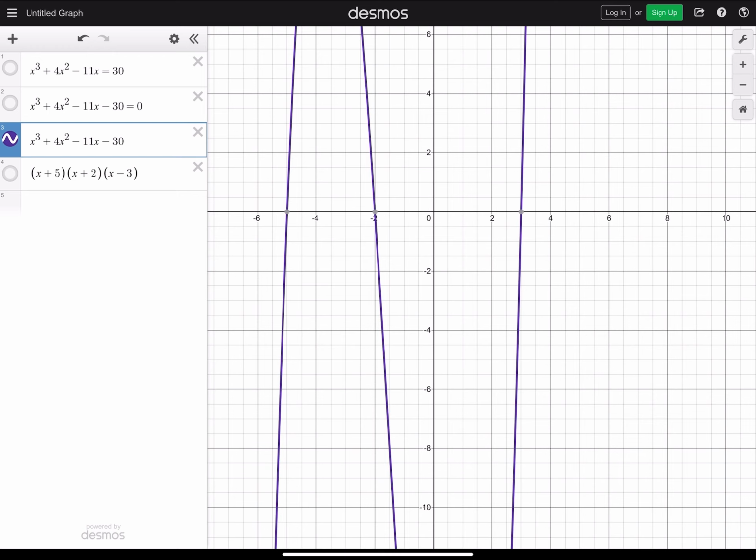Line 4 is the factor form of line 3. Don't worry about how to factor that. I use the factor form for a reason. So is line 3 the same thing as line 4? The answer is absolutely yes. They are exactly the same. Do you see that? Once I open the purple graph, the purple is right on top of the blue graphs.